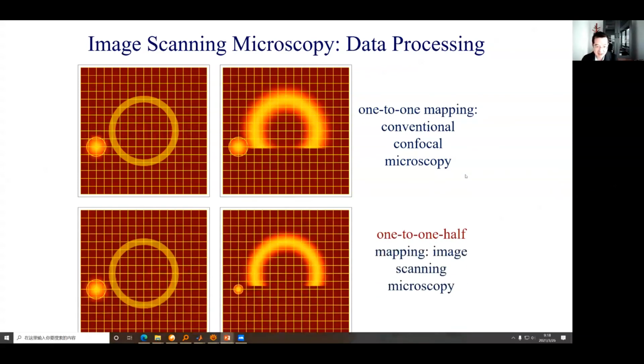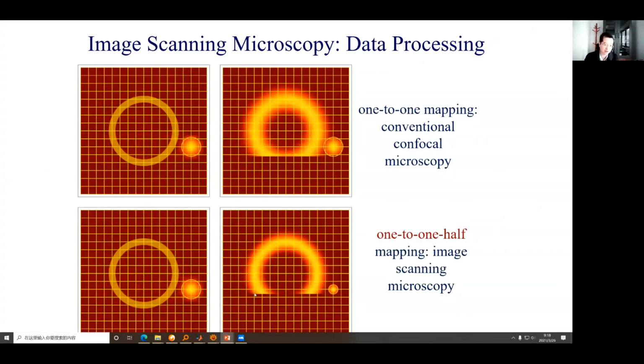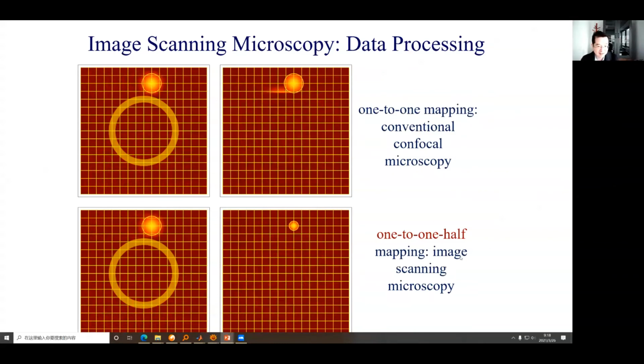But in a one-to-one half mapping, which is what image scanning microscopy does, we detect it as a point spread function, and then we reduce the size digitally by half, and then put it back to the image. Okay, let's simulate both this and this scenario.